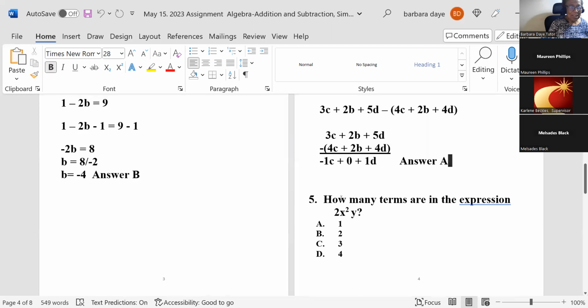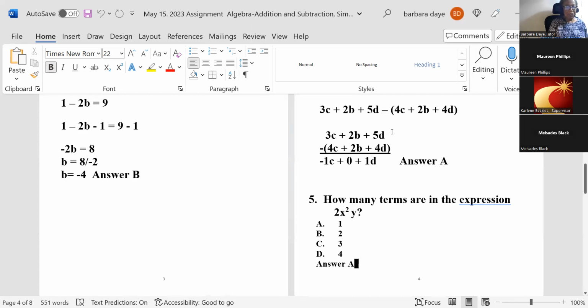2 is a factor, X is a factor, and Y is a factor. These are things you multiply to get the term. Okay, so that is 1 term, I mean, 1 term. So the answer is A, like Maureen said. Now, let's look at 3C plus 2B plus 5D.